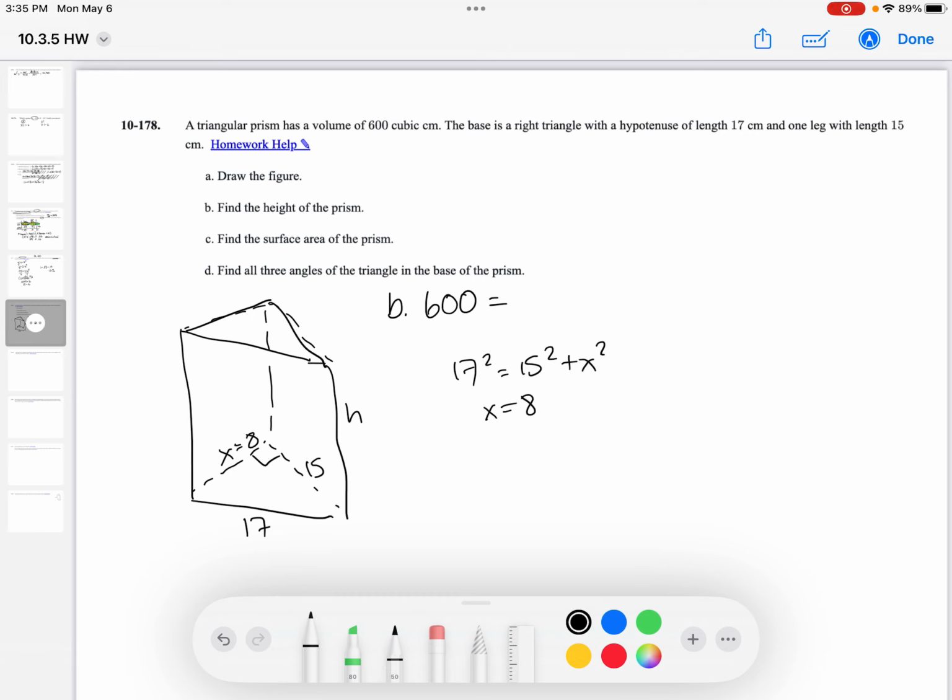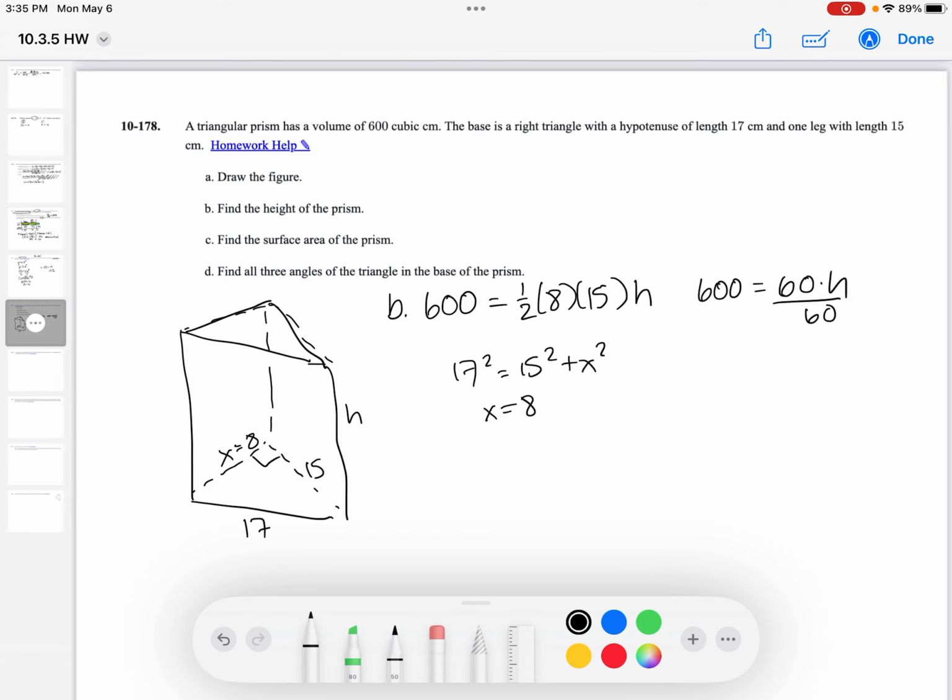So the volume of any prism is the area of the base times the height. Well, what is the area of our base? It's a triangle, so it's 1/2 base times height of our triangle, the two legs, right? 8 and 15 are our base and our height, times the height. So let's see, 1/2 times 8 is 4, times 15 is 60. I get 600 equals 60 times h. And I divide both sides by 60, and I find that h equals 10, because the height of my prism is 10. Now I need to find the surface area.